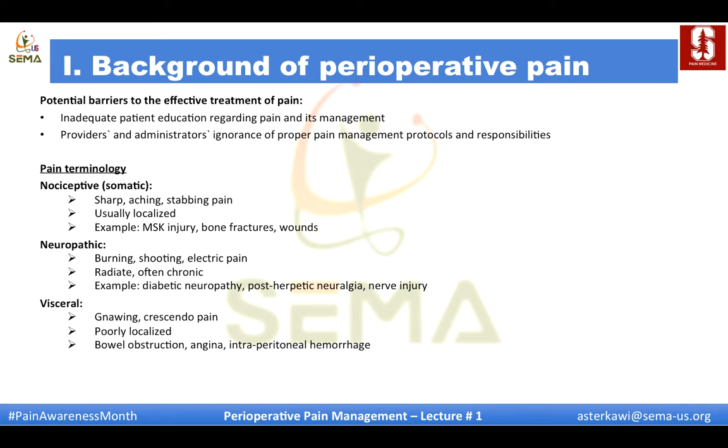And lastly, visceral pain, which is poorly localized. It's associated with underlying pathology in the abdomen or after surgery. So it's gnawing and crescendo pain.